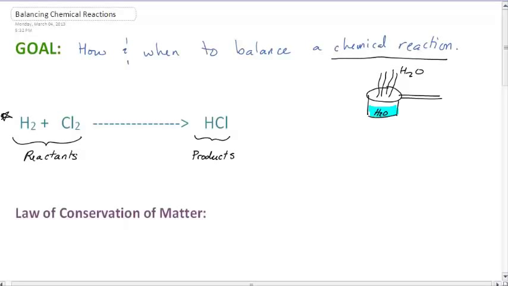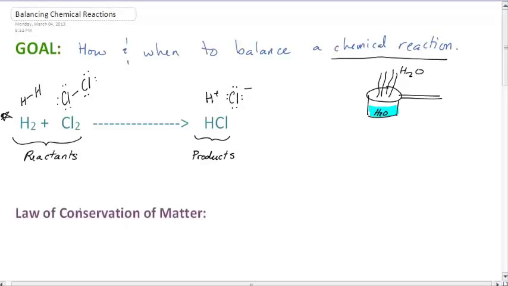Okay, so let's take a look at this chemical reaction. This chemical reaction tells us that when we take a molecule of hydrogen, and H2 is covalently bonded, so it looks like that, and when we combine it with a molecule of chlorine, with two chlorine atoms joined by a covalent bond, what we get is HCl, which you guys all know is hydrochloric acid. So that's what this reaction is telling us. We mix hydrogen and we mix chlorine and we get hydrochloric acid.